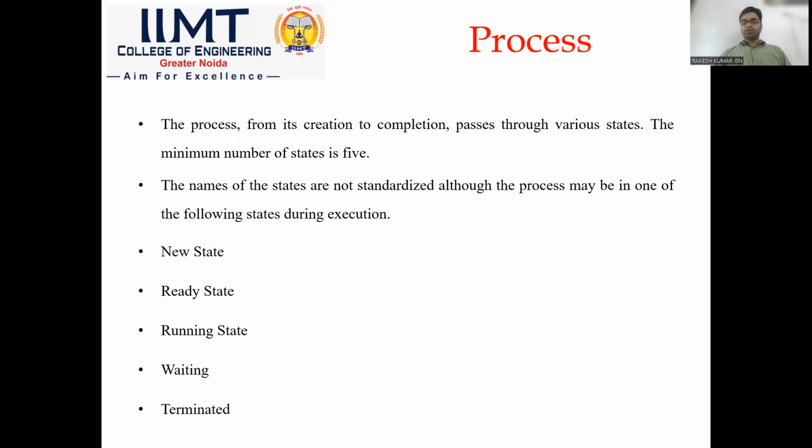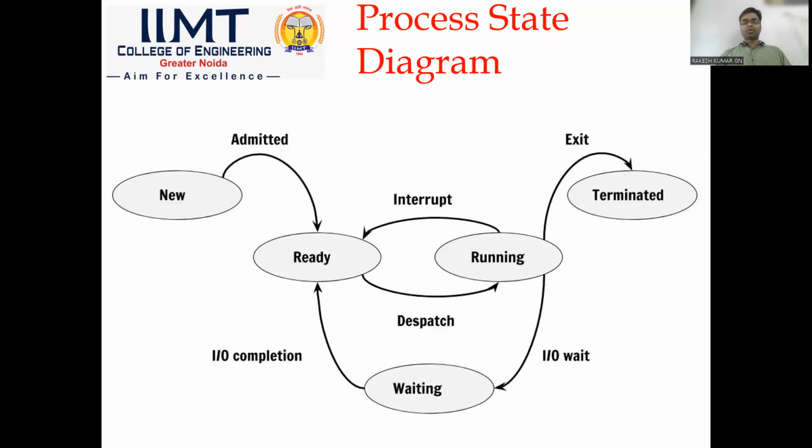What is a process, or what is the basic difference between a process and a program? In very layman language, a program is a set of instructions as long as it resides in the secondary memory, or we can say the hard disk. While when it is in the running state, it comes under the umbrella of a process. So these are the basic states of a process: new, then ready, then running, or waiting, or terminated.